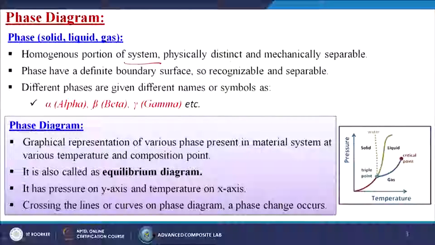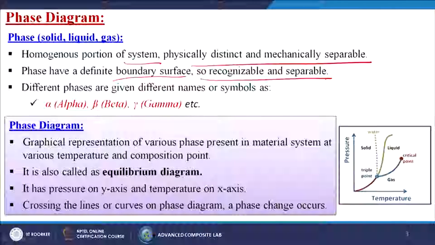So, what is a phase diagram? Generally a phase, as we know, may be solid, liquid, or gas. It is a homogeneous portion of a system, physically distinct and mechanically separable. A phase has a definite boundary surface, so it is recognizable and separable. Different phases are given different names or symbols like alpha, beta, gamma, etc.